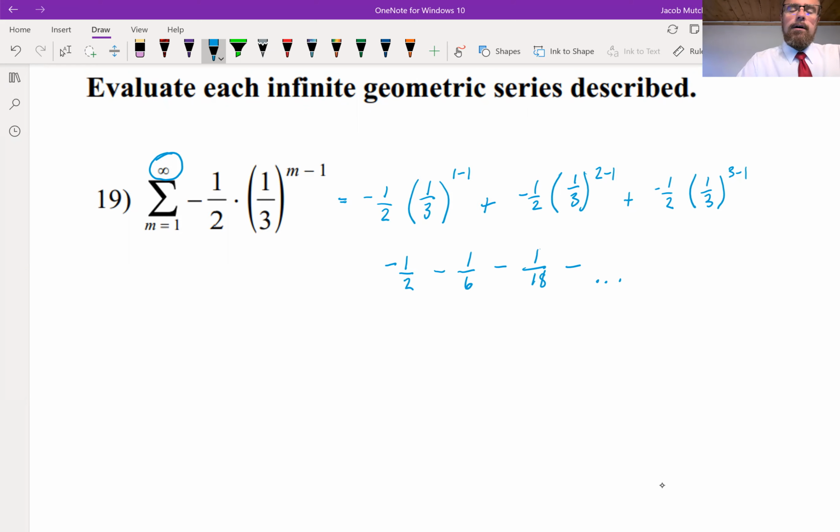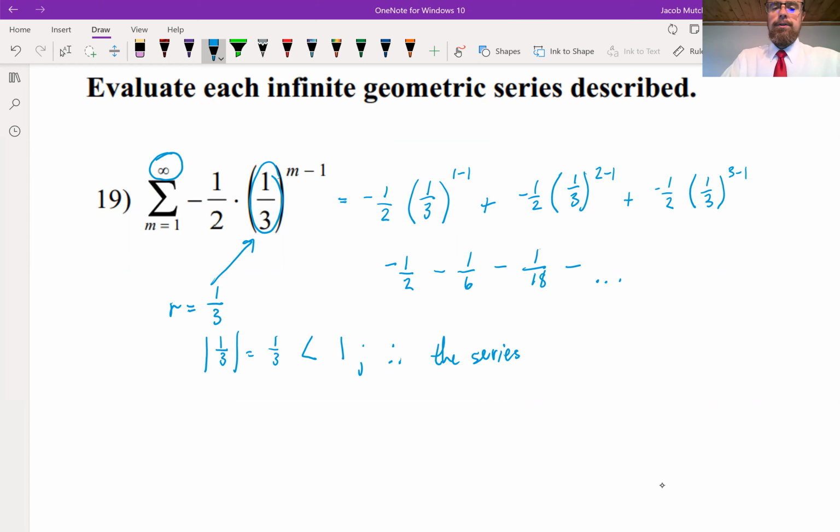So I do want to check on my r value. Remember from the formula, the r value is that base. So my common ratio is 1/3. When I compare the absolute value of 1/3, which is 1/3, to 1, I see that 1/3 is less than 1. Therefore, the series converges. So I can actually find the sum for this series as well. Even though this one is presented within the context of sigma notation, we can still find the sum pretty easily.